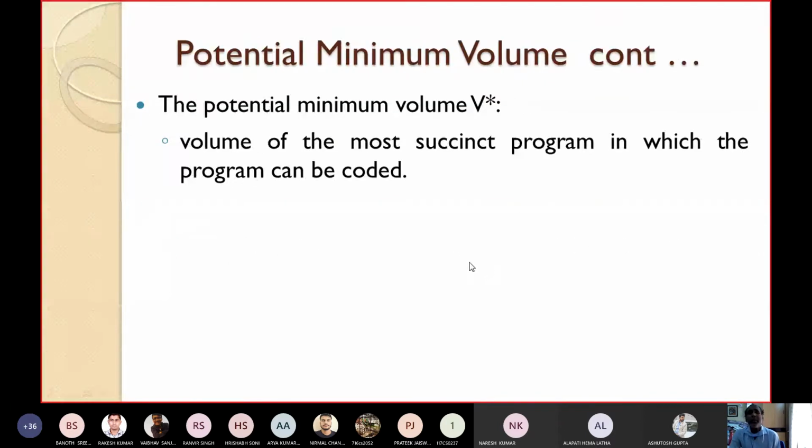Now let us define the potential minimum volume, which is denoted as V star. V is used for simply program volume, but the minimum volume is represented as V star. The potential minimum volume V star is defined as the volume of the most succinct program in which the program can be coded.